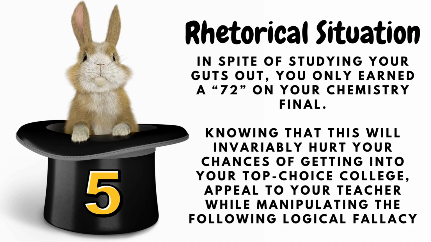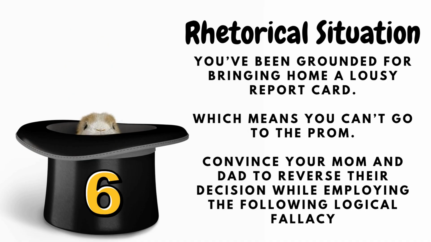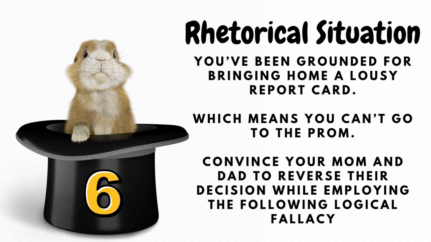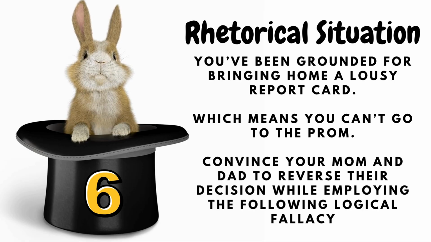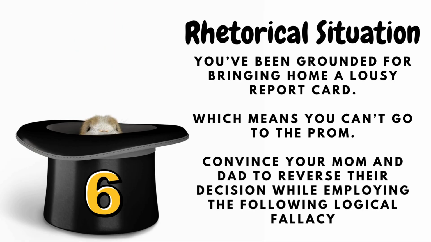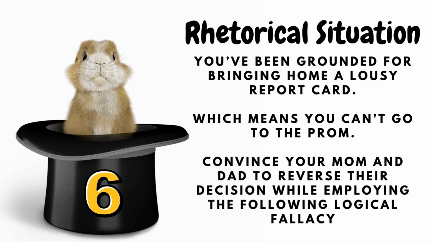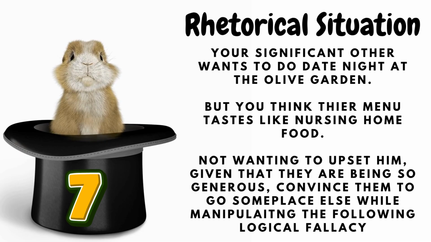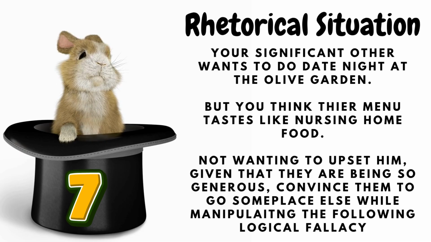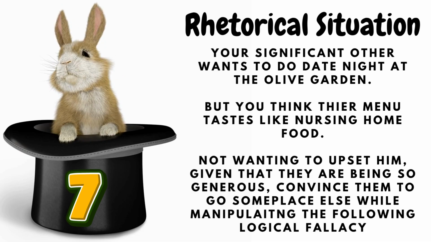Number 6. You've been grounded for bringing home a lousy report card, which means you can't go to the prom. Convince your mom and dad to reverse their decision while employing the following logical fallacy. So again, all rooted in the kids' lives. These are user-friendly. Number 7, your significant other wants to do date night at the Olive Garden, but you think their menu tastes like nursing home food.